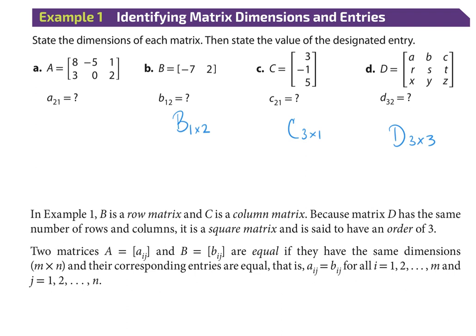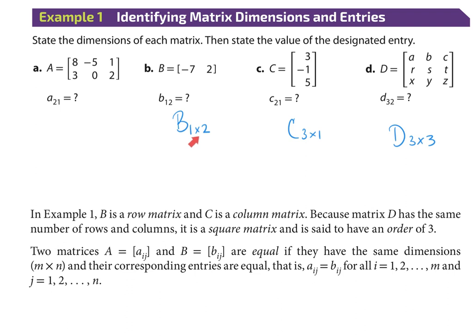If they wanted me to identify row 2, column 1, that would be 3. Row 1, column 2, that would be 2. Row 2, column 1, that would be -1. Row 3, column 2, that would be y. So you can easily go through and find which element they're talking about.